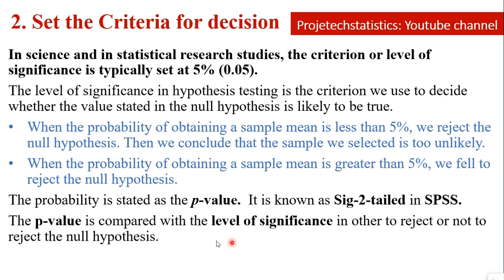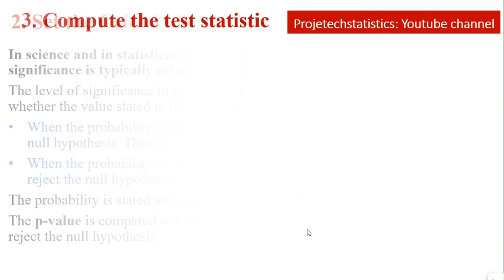So this is what you do when you want to either reject the null hypothesis or not reject it. You compare the probability value with the level of significance, which is our criterion of judgment, to know whether you are going to reject or not reject.